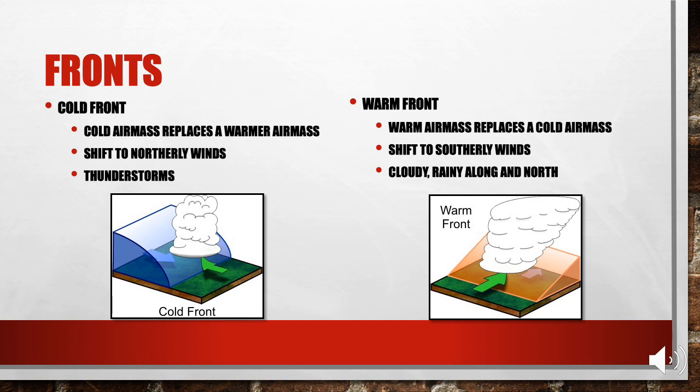On the other hand, when a warm front passes, a warmer air mass is taking the place of a colder one. A shift to southerly winds occurs, and the typically cloudy and rainy weather found along and north of a warm front will clear up once it passes.